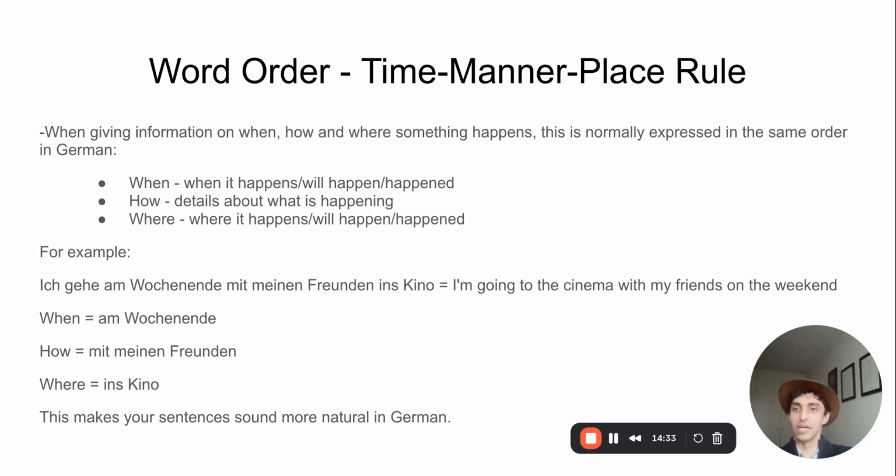But nevertheless, this is still the much more natural word order for German. So you say when first, then comes how, which basically gives extra details about what is going to happen, which is mit meinen Freunden, with my friends, mit followed by the dative plural here, which can be tricky. And then lastly, you give details about where. Where is it going to happen? Which is ins Kino, to the cinema.